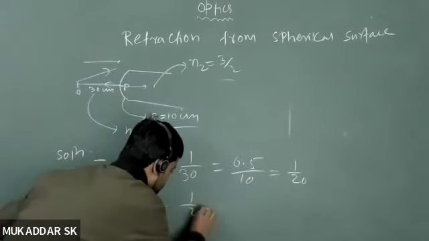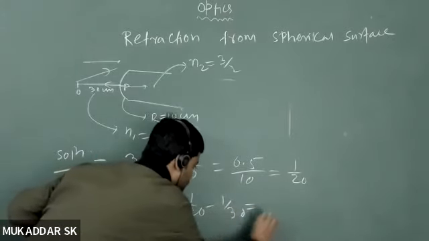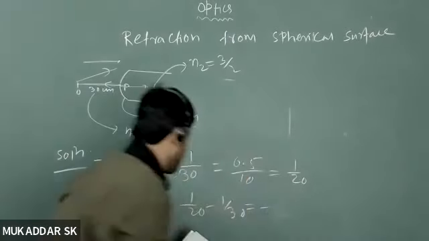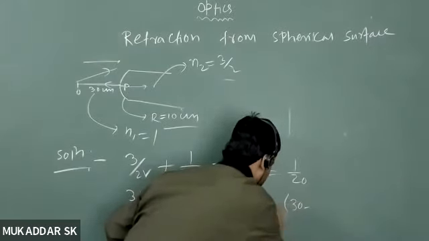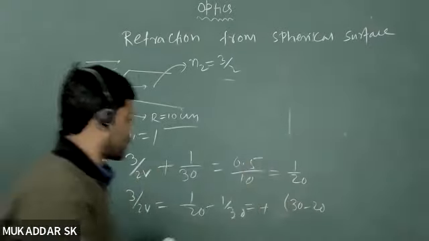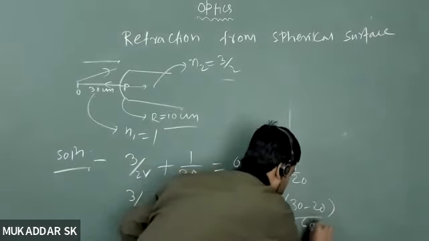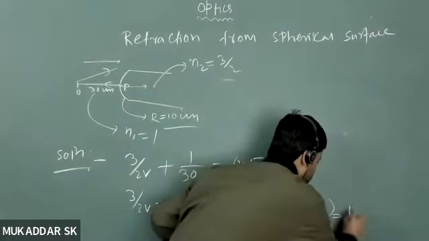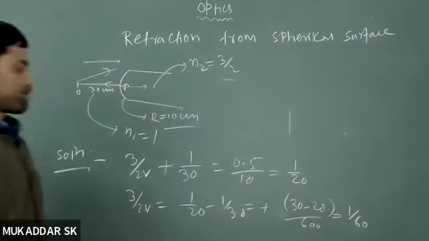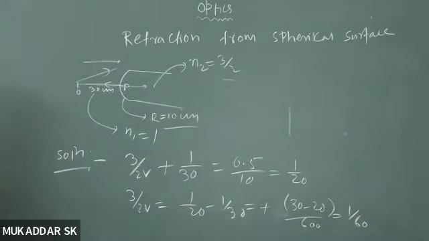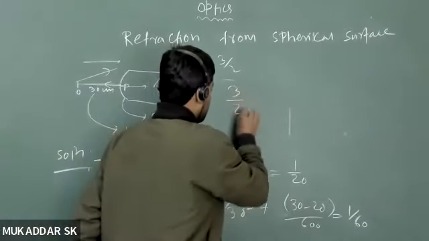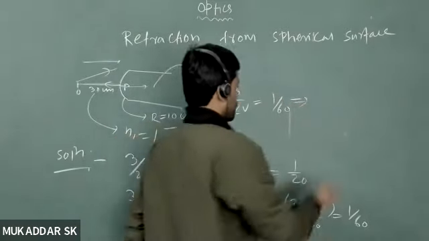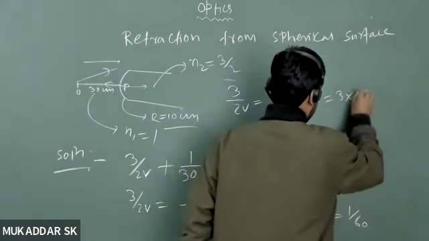1 by 20 minus 1 by 30. So it means minus 1 by 60, right? Or I can write like this: minus 30 minus 20 by 600. 30 minus 20 by 600, it means 1 by 60. Okay. So 3 by 2V, that is how much? 1 by 60, which implies V will be 3 into 60 by 2.